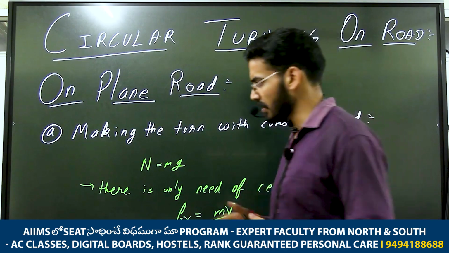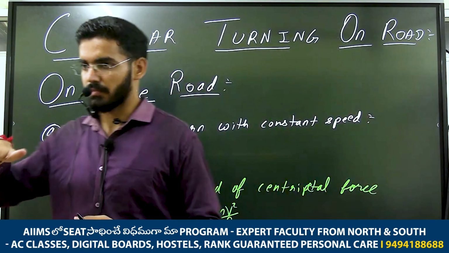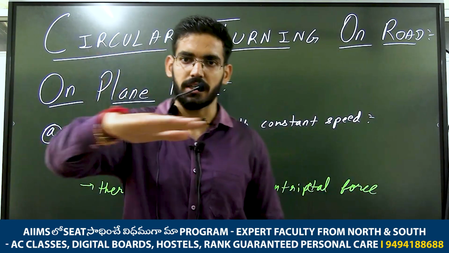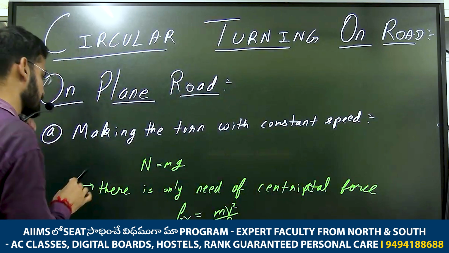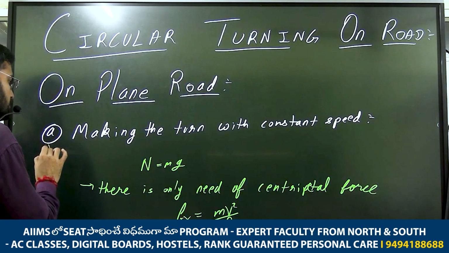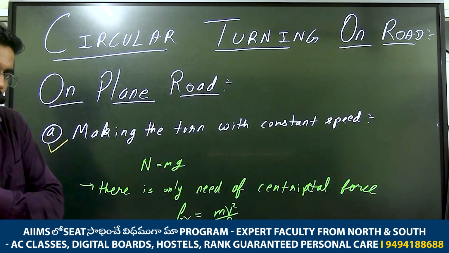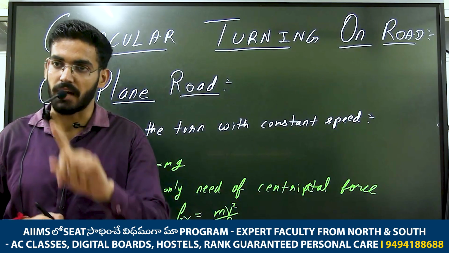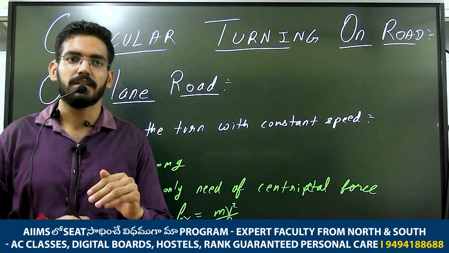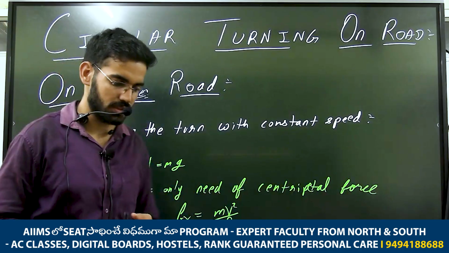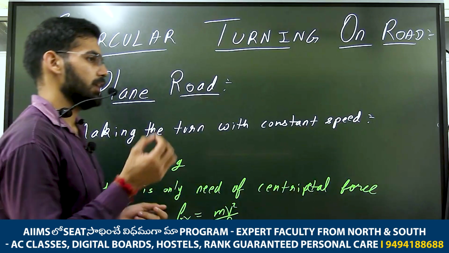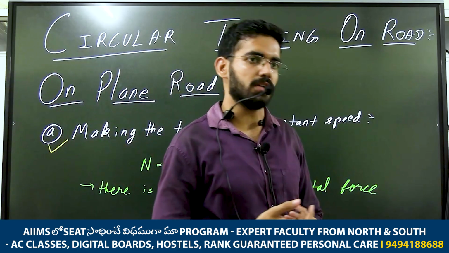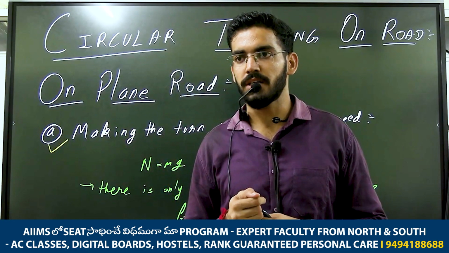Okay. So first on the plain road, you are on the plain road only, but you are rotating. Then what we have to do is, on the plain road also, we will make two cases: going with a constant speed and going with speed changing while turning. While turning, if you change the speed, what will happen? If you don't change the speed, what will happen? If you are not changing the speed and you are turning on a circle, you are going with a constant speed.